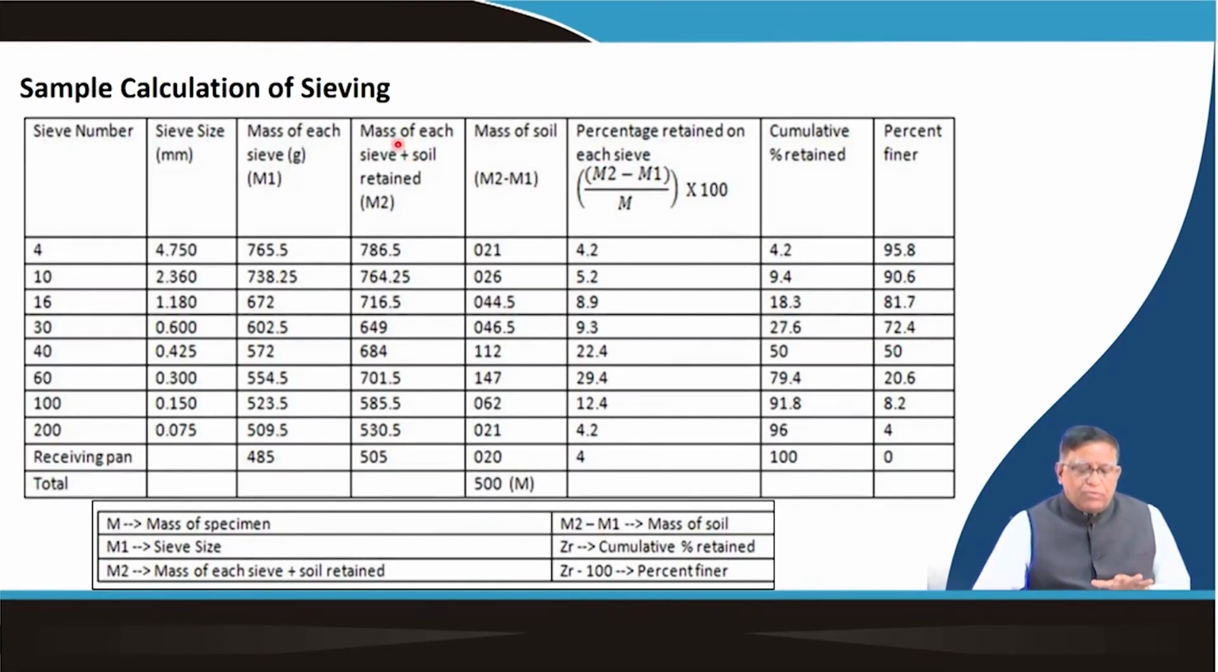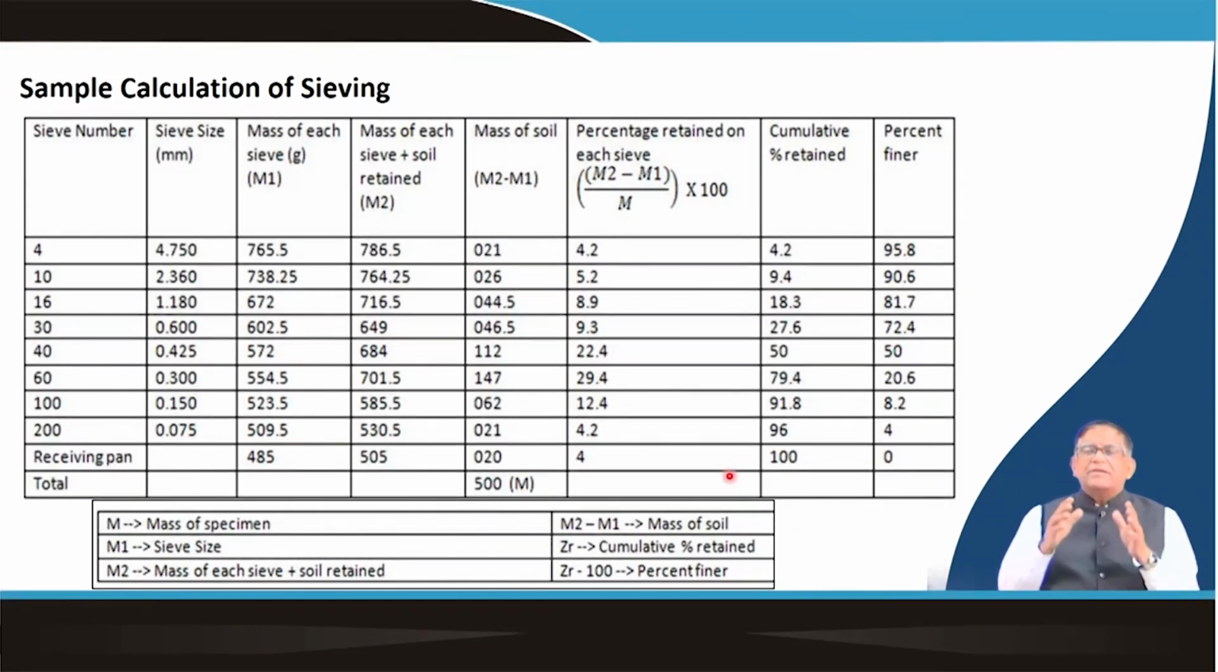Then you take the weight of the sieve and the soil retained, and you can find the mass of the soil by subtraction. Then you can find the percent retained on that particular sieve, then the cumulative percent retained, and then exactly what the finer fractions are.